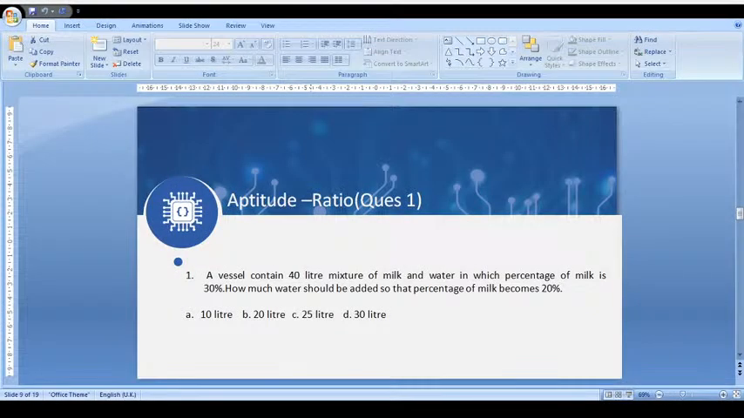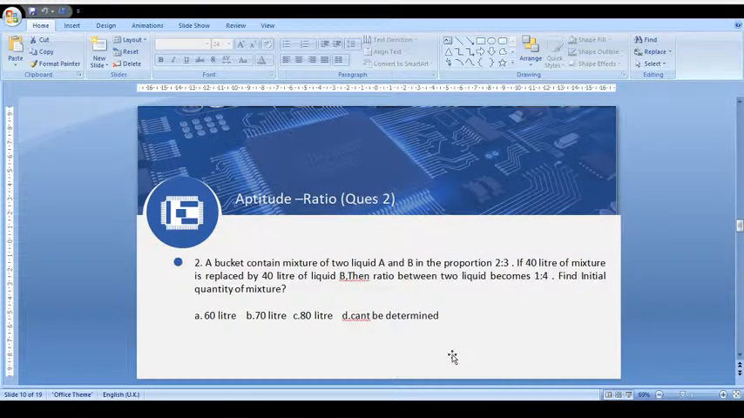Okay, let's come to the second question of the aptitude. The second question is saying that a bucket contains a mixture of two liquids A and B in the proportion 2:3, right? If 40 liter of mixture is replaced by 40 liter of liquid B, then the ratio between the two liquids becomes 1:4. Find the initial quantity of the mixture.